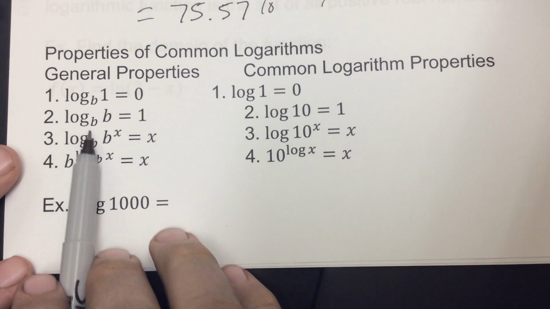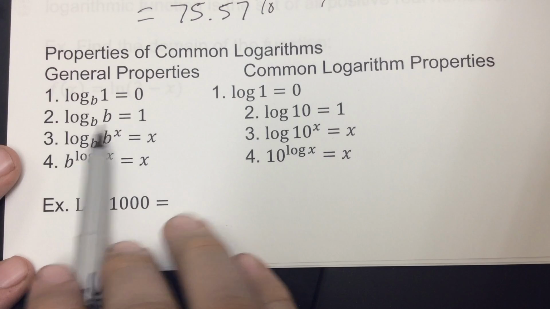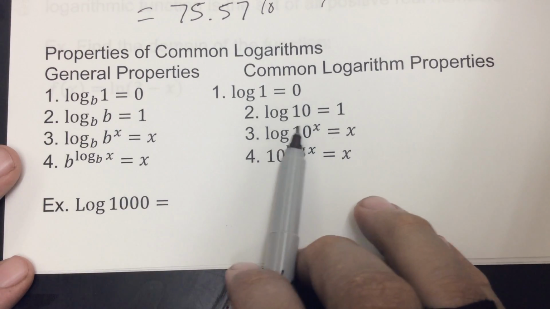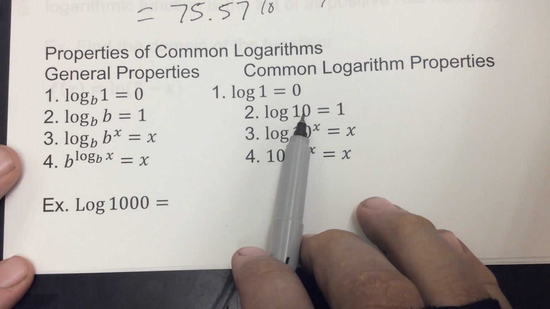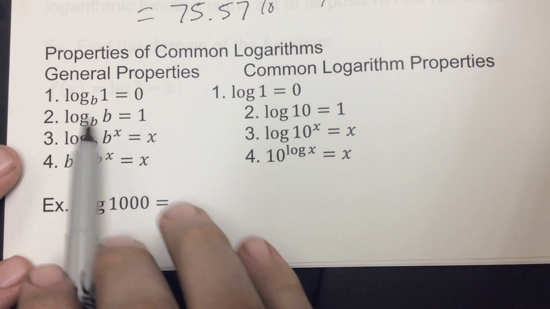Before we talked about if we had log base b and we're looking for b in the end, it's just going to be 1, because again, b to what power is b? Well, b to the first. Same thing here, but it has to be in tens. So log of 10 would be 1 since we're log base 10.